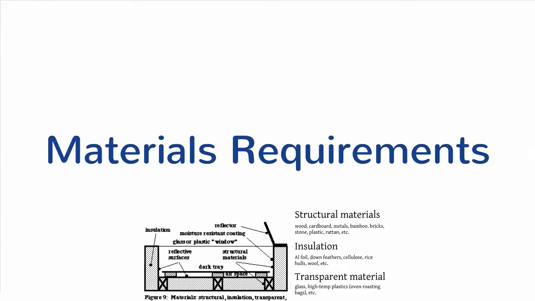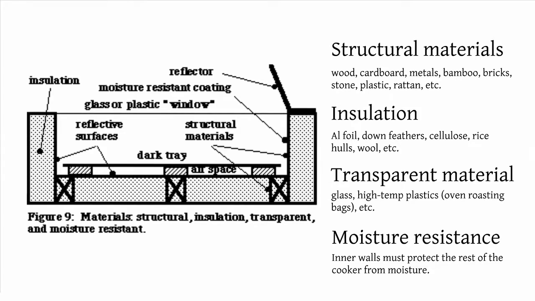Materials requirements are complicated, right? Even for this very simple system, you have all these different things. You have the glass or plastic up here. You have the whole structure here. You have the pot. You have some insulator to keep the pot. And then you have the air in between. So you have structural materials, which can be cheap: cardboard, metals, bamboo, bricks, stone, plastic, and whatever.